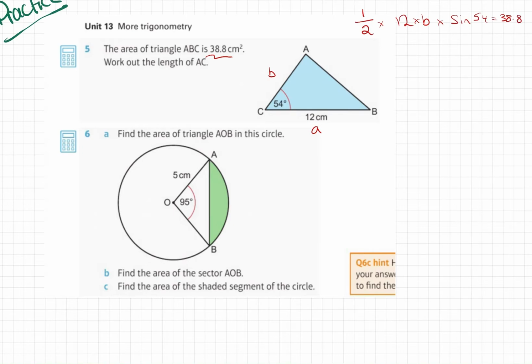Okay, so plug them all into your calculator. So I'm going to do sine 54 times 12 times 0.5. So, oops, sorry, done that wrong. Sine 54 times 12 times 0.5. You're going to get on your calculator 4.854... times b equals 38.8. Keep that in your calculator. You could do on your calculator 38.8 divided by your answer, and then b is going to equal 7.993. I'm doing that in 3 decimal places for accuracy.